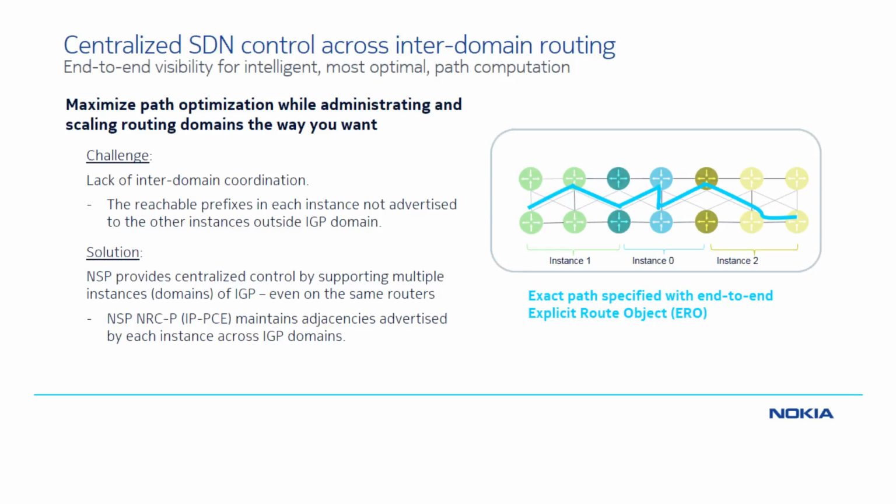So the NSP provides centralized control by supporting multiple instances, even on the same routers. So we'll see in our application, as I switch to my web client there, how the NSP discovers the different domains, how it interlays the domains on top of the common routers, and how it calculates a path.